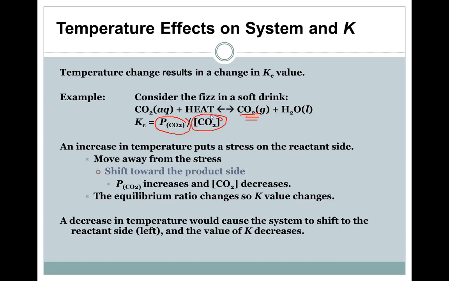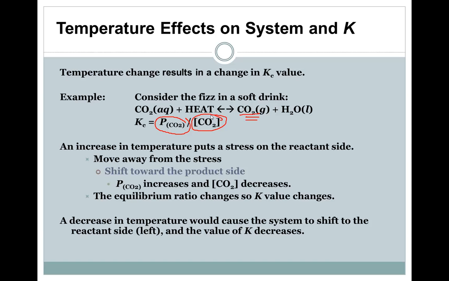An increase in temperature puts stress on the reactant side. Therefore, it'll move away from the stress, shifting towards the product side, shifting to the right. The pressure of the CO2 increases and the CO2 concentration decreases in the solution. The equilibrium ratio changes as a result, so the K value changes. A decrease in temperature would cause the system to shift to the reactant side, to the left, and the value of K would decrease.